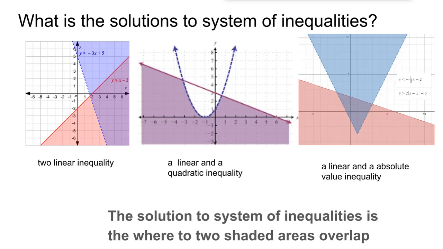So in this first one, you can see the shaded area right along this space right here, this darker purple. I'm going to color it in with the red marker. The solution to a system of inequalities is where the two shades overlap.